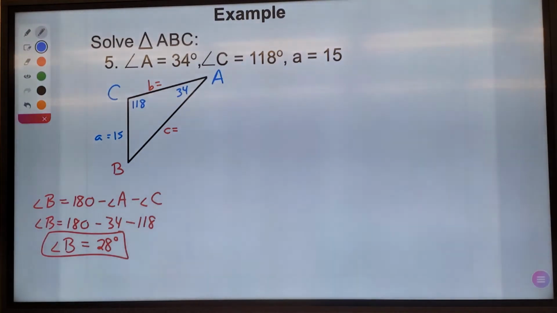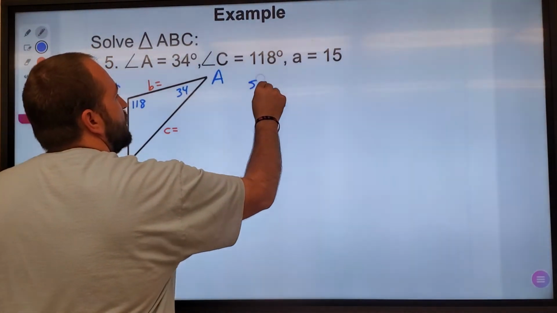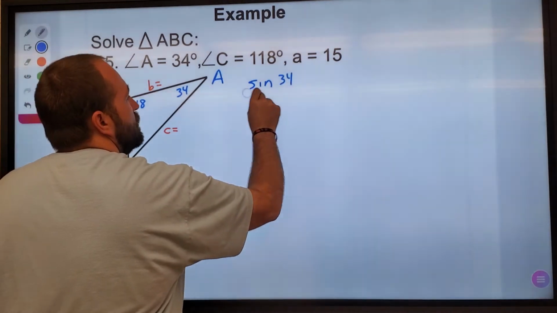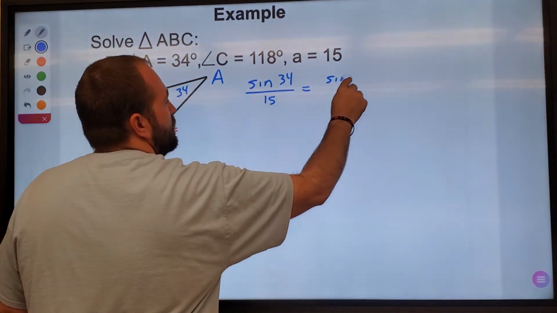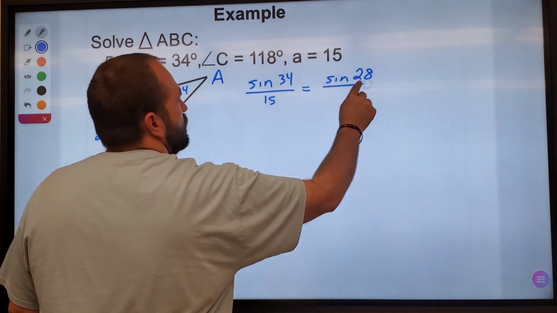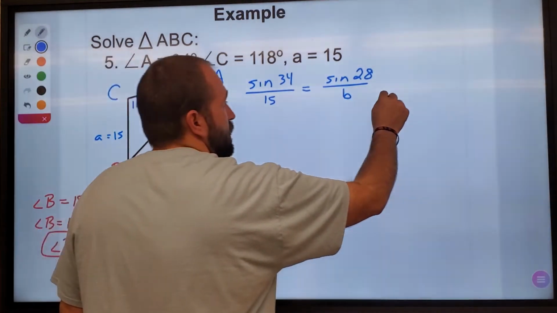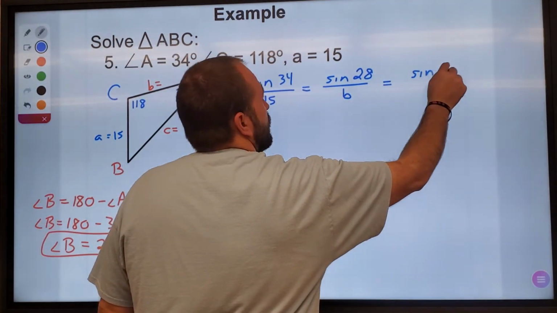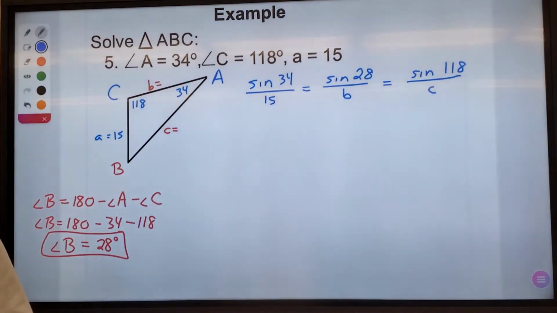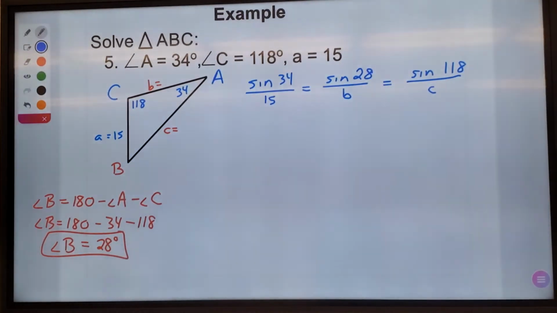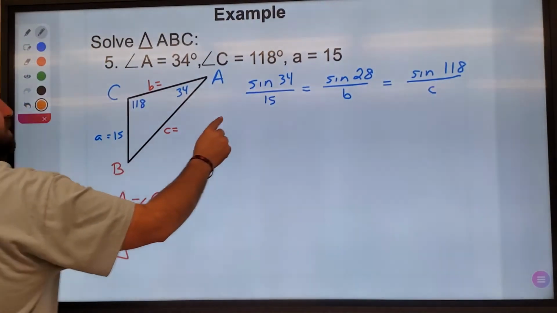From here then we're going to set up the law of sines. So again, sine of angle A, or 34 degrees, over side A, which is 15, is equal to sine of 28 that we just found, over side B, is equal to sine of 118 over side C. And again, we're going to pick two of them to use. This one, the very first fraction, is completely filled out. So again, we're going to utilize that one both times. So I'm going to use these two first.